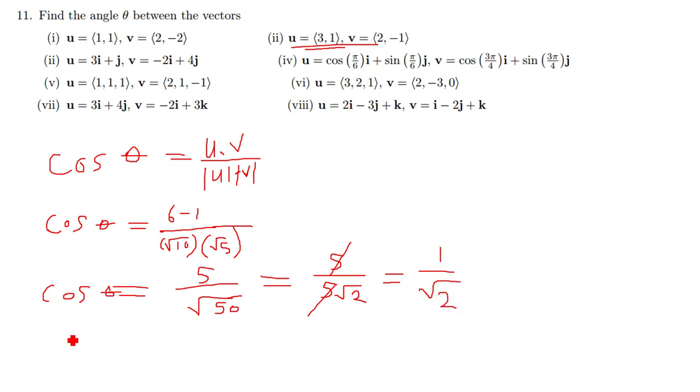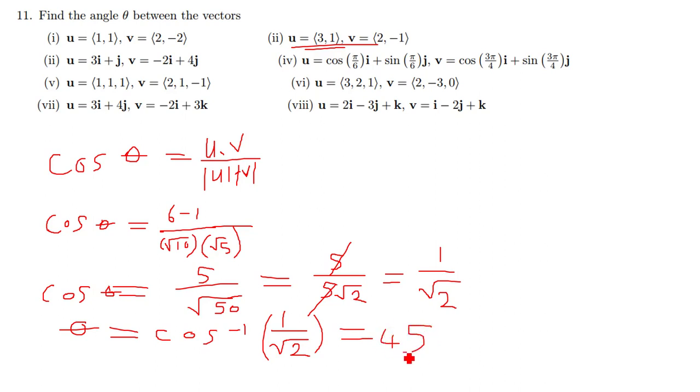So to find theta, we can just say cos inverse of 1 over the root 2. So cos inverse of 1 over root 2 is just 45. So this one will give you 45 degrees. So the angle between these two vectors is simply just 45. Okay, so you solve the other vectors in the same way.